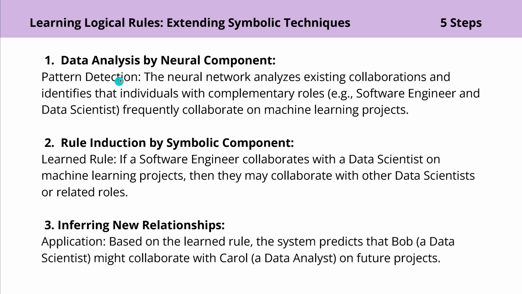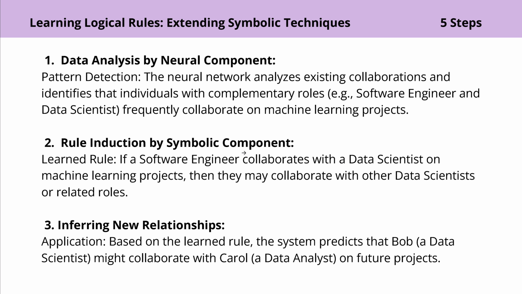Step 1, data analysis by the neural component, or LLM. This simply means pattern detection. The neural network analyzes existing collaborations and identifies that individuals with complementary roles, like software engineer and data scientist, frequently collaborate on machine learning projects. Step 2, rule induction by the symbolic component. So if a software engineer collaborates with a data scientist on machine learning projects, then they may collaborate with other data scientists or related roles.